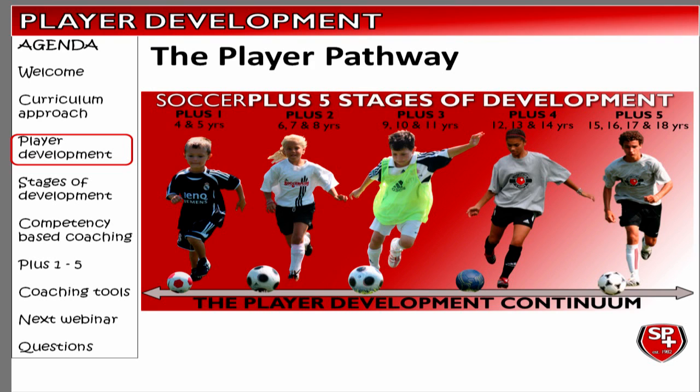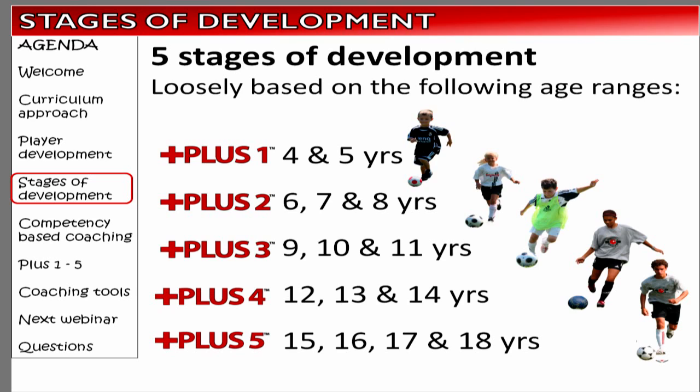SoccerPlus has developed 5 stages of development along the continuum. We name the first stage Plus 1, which is the entry point to development at 3 or 4 years of age. The second stage is +2, 6, 7 and 8, +3, 9, 10 and 11, +4, 12, 13 and 14, and +5 at high school age 15, 16, 17 and 18. Stages 2 through 5 are built on the foundations of the previous stage, and progress is very much determined on the player's competency. Focus is very different at each stage.